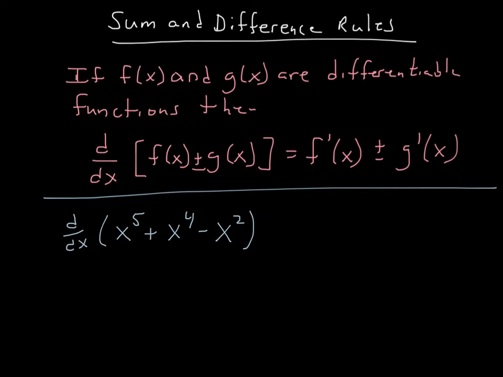So in this case, that's going to equal the derivative I know of x to the fifth is going to be 5x to the fourth plus the derivative of x to the fourth, which will be 4x cubed, minus the derivative of x squared, which is going to be minus 2x. So the derivative of x to the fifth plus x to the fourth minus x squared is equal to 5x to the fourth plus 4x cubed minus 2x.